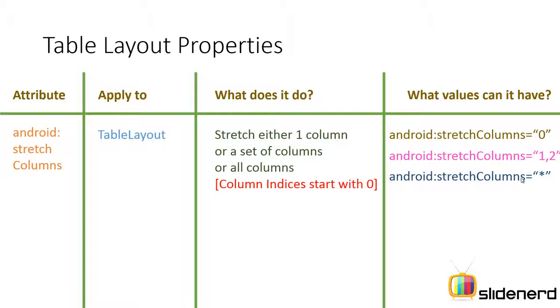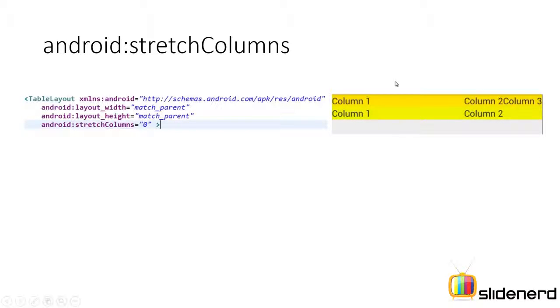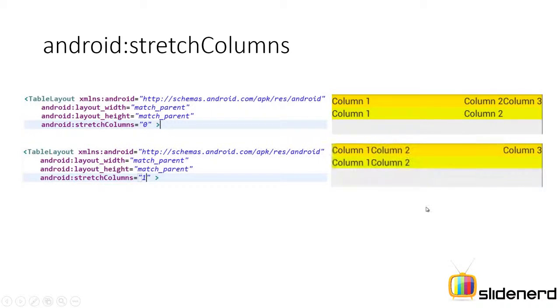Now let's see how this looks. I have the code something like this. I say Android stretch columns is 0. As you guys can notice, my first column, which is column 1, gets stretched, and column 2 and column 3 just take up as much space as the content inside. And then when I say stretch columns equals 1, you can see that my second column, which is column number 2, gets stretched. Now remember, this is index number 0, this is index number 1, this is index number 2, and so on, right? So when I say 1, it's going to actually stretch the second one.